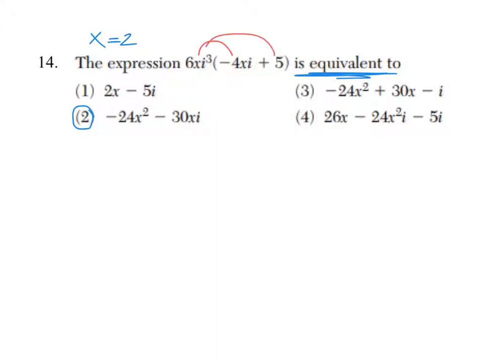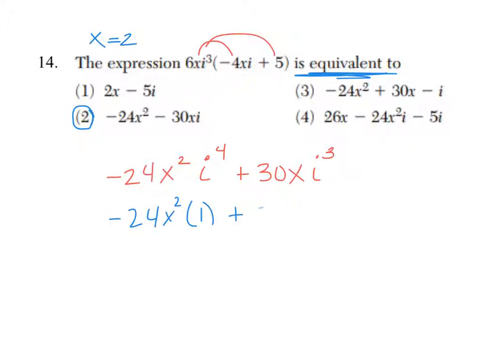So you distribute this guy. So 6 times 4 is negative 24. x times x is x squared. i to the third times i is i to the fourth. And then plus 30xi to the third. The only thing left to do is simplify your i's. You can type i to the fourth in your calculator. You end up getting 1. So this is negative 24x squared plus 30x.